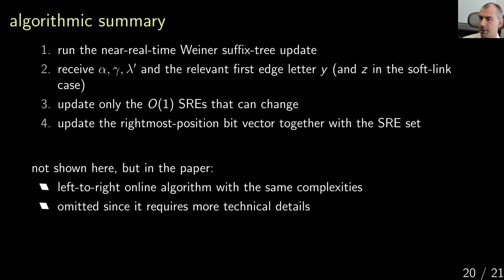So the algorithmic summary is that we run the near real-time Weiner suffix tree update algorithm, where we receive the nodes which we need for maintaining the SREs. And the nice thing is that there are just constantly many SREs that can change. So at most 2 insertions, at most 2 deletions per Weiner suffix tree update. And we use a bit vector that grows to the left. So the growing is also constant time worst case, and marks the SSS positions, which then constitute the SREs.